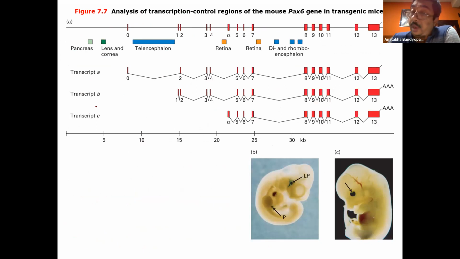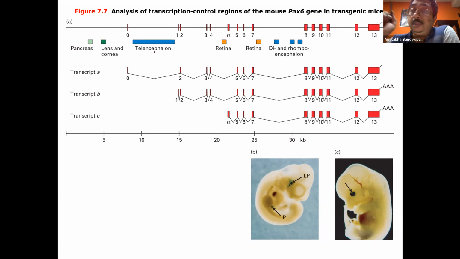But this is not as straightforward as you can think, because the transcriptional regulation is enormously complex. Look at this particular example, PAX6. PAX6 is expressed in the eye, but it is also expressed in the pancreas, in the lens and cornea, in the retina, in a part of the brain called telencephalon, and rhombomeres, and in many other places.